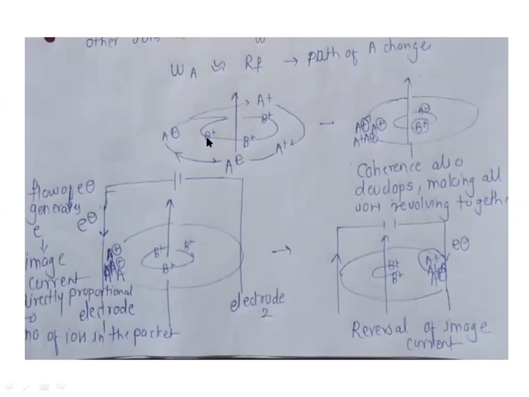So we have seen that initially we had A and B revolving around the external magnetic field. Now we have provided an RF pulse with its frequency matching that of the cyclotron frequency of A plus. So what's going to happen is the radius of A plus is increased without affecting the radius of B plus. B plus has maintained its path, but A plus, its radius has been increased. Now this is not going to disturb its cyclotron frequency.